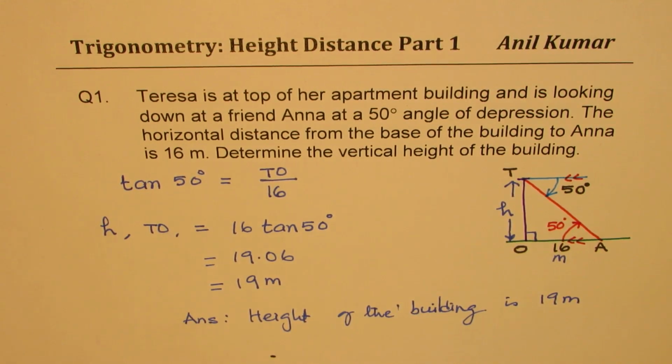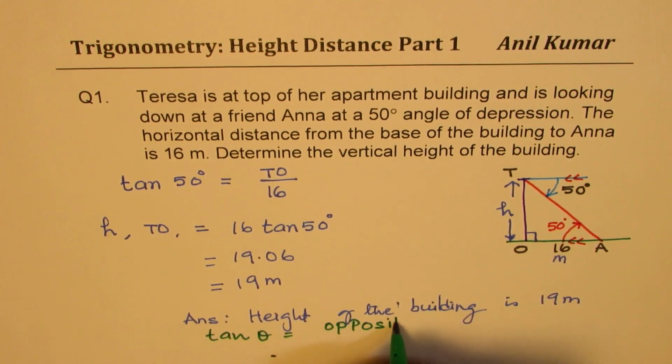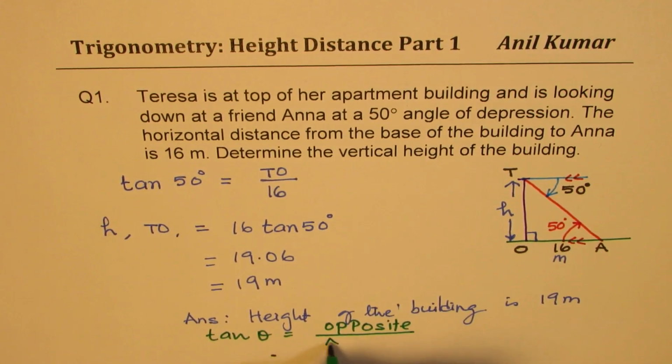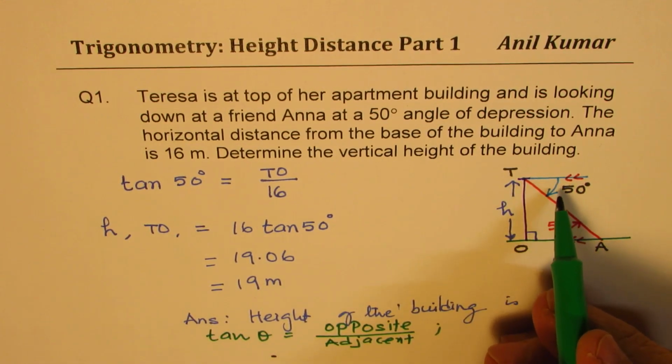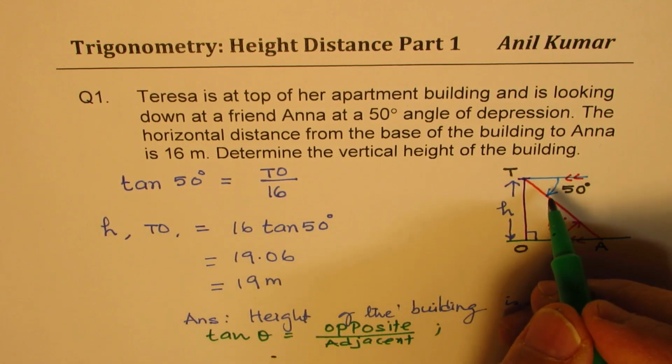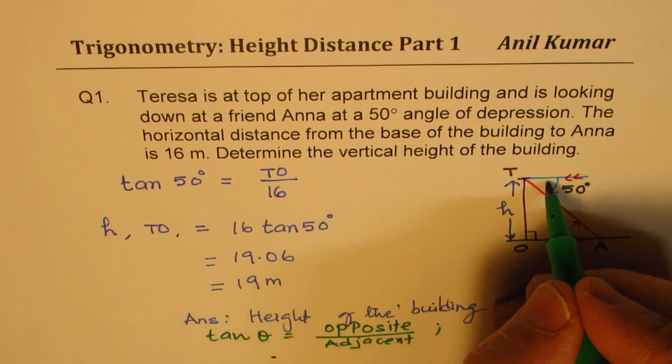So what we learned here is that tan ratio, so we know tan of an angle theta is equals to opposite over adjacent side, right? And second thing which we learned is always angle of elevation is from the horizontal, or angle of depression is from horizontal, right? So angle from horizontal.